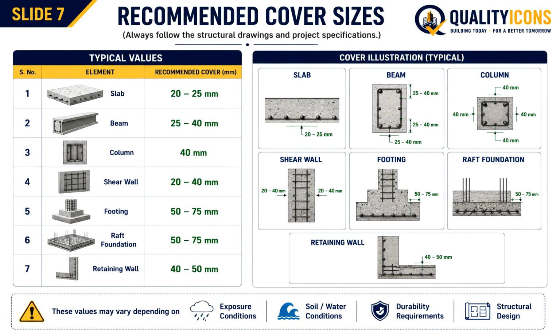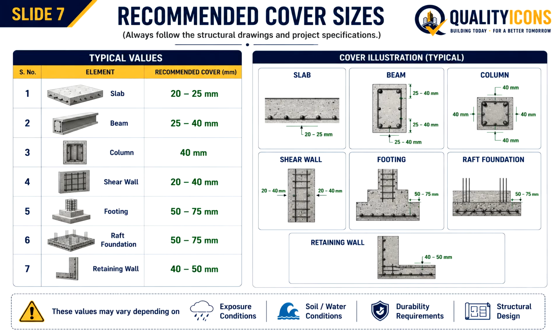Recommended cover sizes. Different structural members require different cover sizes. The typical values are slabs 20 to 25 mm, beam 25 to 40 mm, column 40 mm, shear wall 20 to 40 mm, footing 50 to 75 mm, raft foundation 50 to 75 mm, retaining wall 40 to 50 mm.